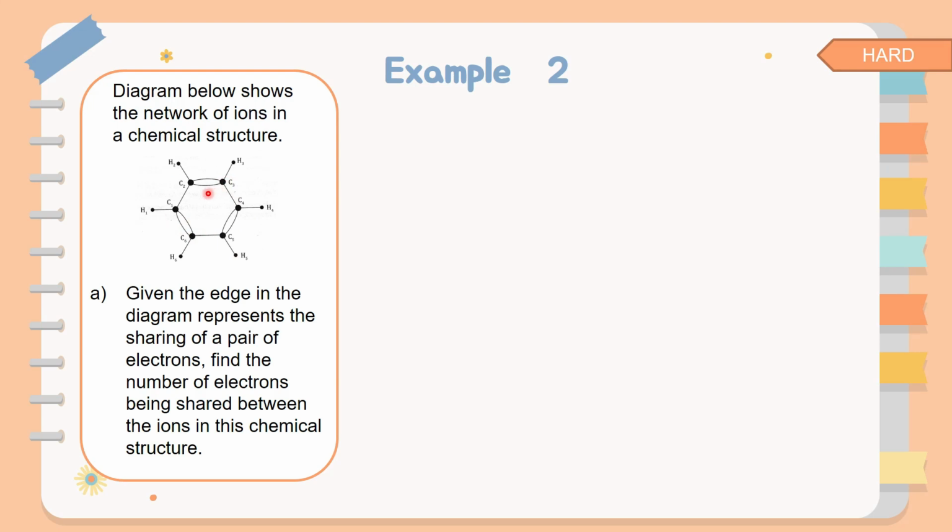Let me count. I count the outer vertices first: 1, 2, 3, 4, 5, 6, 7, 8, 9, 10, 11, 12. There are 12 vertices in this graph, which is 6 carbon ions and 6 hydrogen ions.